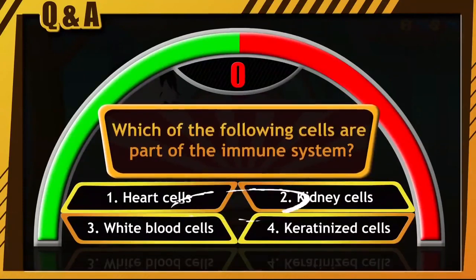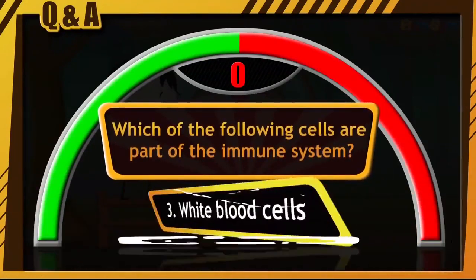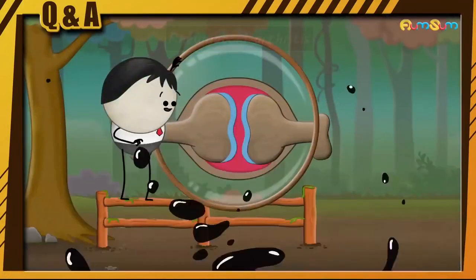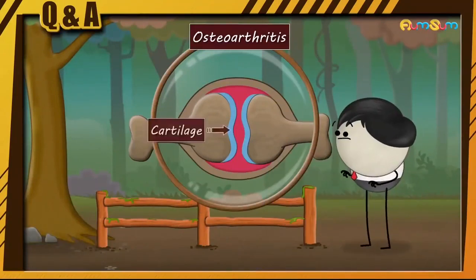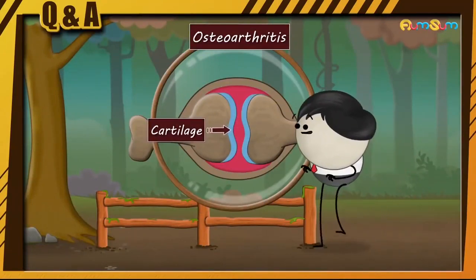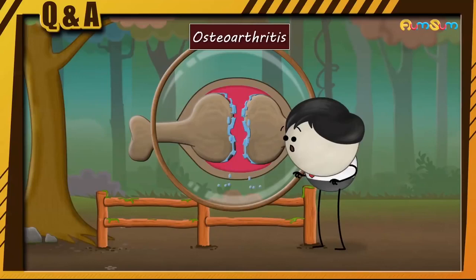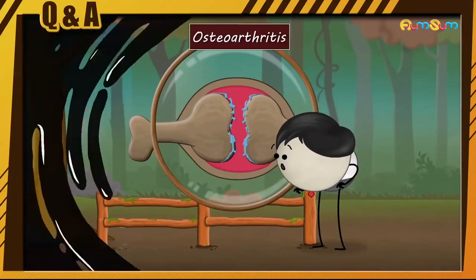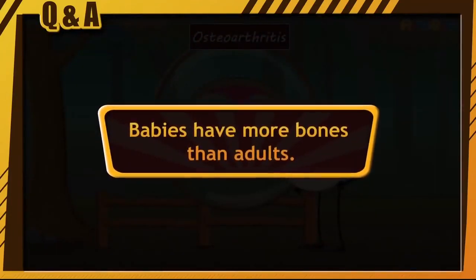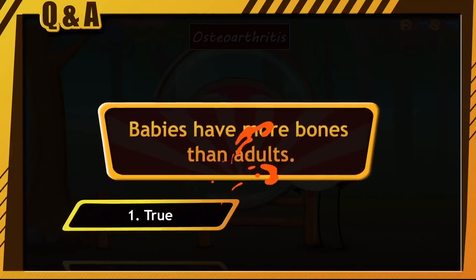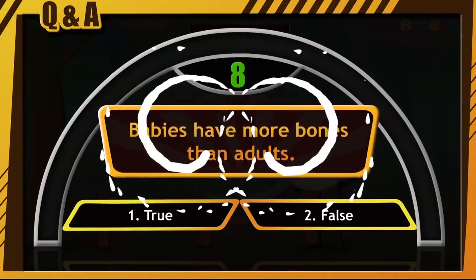And the answer is option number 3, that is, white blood cells. Osteoarthritis occurs when the cartilage that cushions the ends of bones in a joint gradually breaks down and wears away. Babies have more bones than adults. True or false?